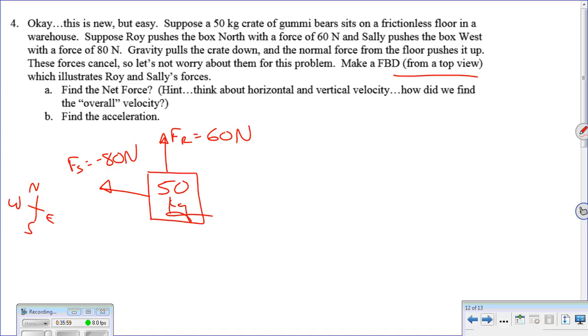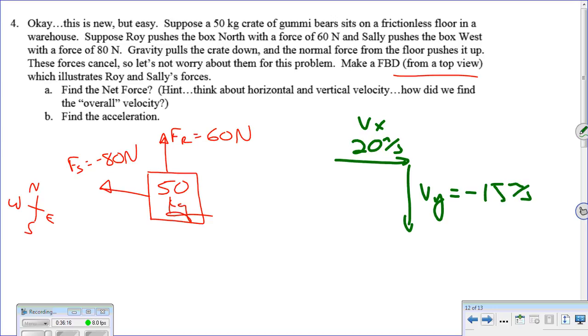So do you guys remember when we did projectiles, we had problems where like a car was driving at 20 meters a second horizontally, but then because of gravity it was moving vertically at whatever, negative, I don't know, 15 meters a second, say. How did we find the overall velocity? Pythagorean theorem. We're going to do the exact same thing here. Okay? Because look, there's a force this way, to the left, there's a force up, so it's going to move up and to the left, right? It's going to go northwest, right?